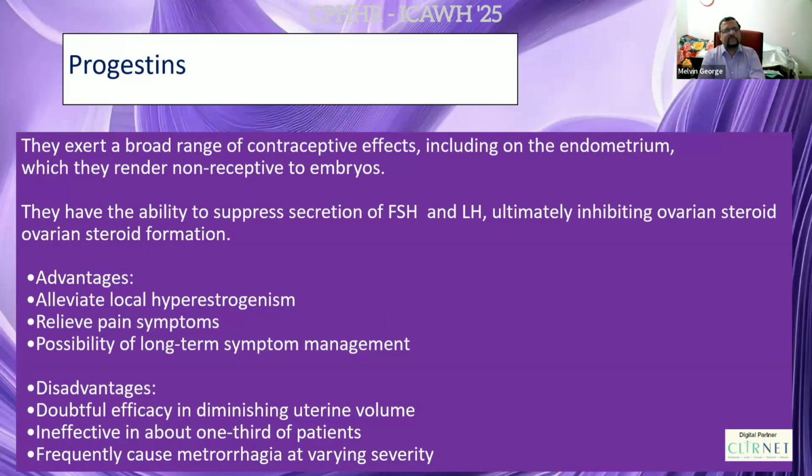Then we have another group of drugs, namely the progestins. They also have contraceptive effects and thereby make the uterus non-receptive to embryos and implantation. They have the ability to suppress FSH and LH and inhibit ovarian steroid formation. The main advantage is that the hyperestrogenism is countered by progestin, and pain is very much reduced. You can give the drug for a much longer period of time also. But it might not be very effective in reducing the uterine volume, some patients do not get relief at all, and frequently it can also cause metrorrhagia of varying severity.